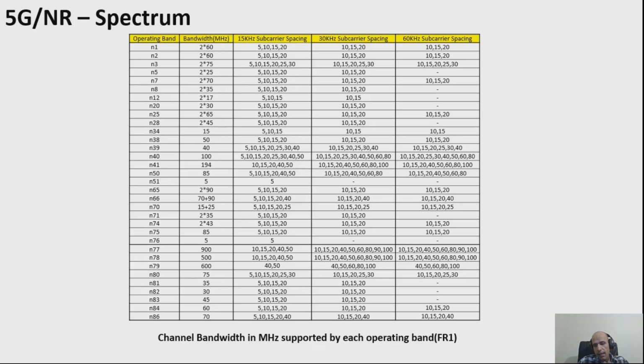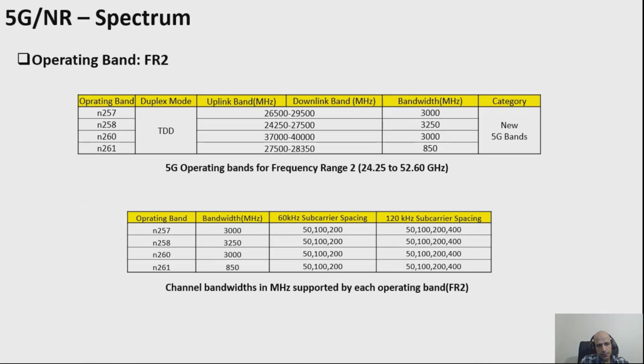Channel bandwidths belonging to frequency range 1 extend up to 50 MHz when using the 15 kHz subcarrier spacing, and up to 100 MHz when using the 30 or 60 kHz subcarrier spacing. The channel bandwidths associated with some operating bands are limited by the quantity of available spectrum. For example, operating band N51 has only 5 MHz of spectrum, so it only supports the 5 MHz channel bandwidth. This is the explanation of the bandwidths supported by each operating band using the subcarrier spacing concepts.